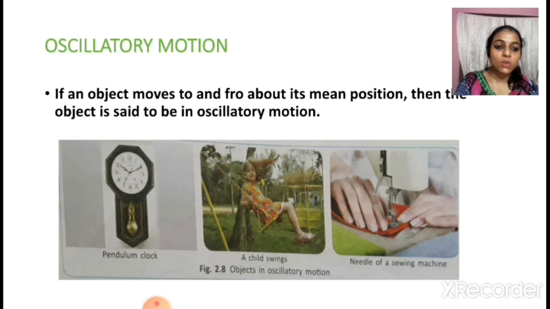A child's swing is also an example of oscillatory motion. Needle of a sewing machine. See, we can see the needle will move up and down frequently, isn't it? So it is also executing oscillatory motion, or the to and fro motion about its mean position. Then the object is said to be in oscillatory motion.